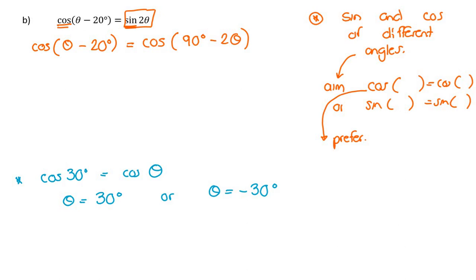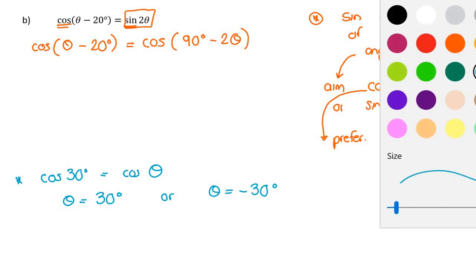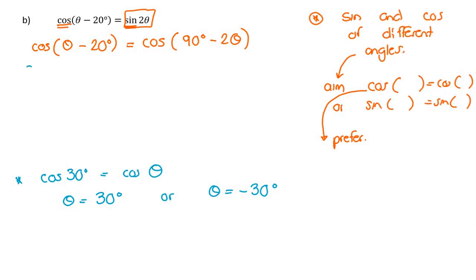So when we have cos 30 equals cos theta, yes, obviously theta could be 30, but theta could also be negative 30. That will give you the same ratio. So how does that affect this? Well, how it affects this is that basically theta minus 20 degrees could just equal 90 degrees minus 2 theta.